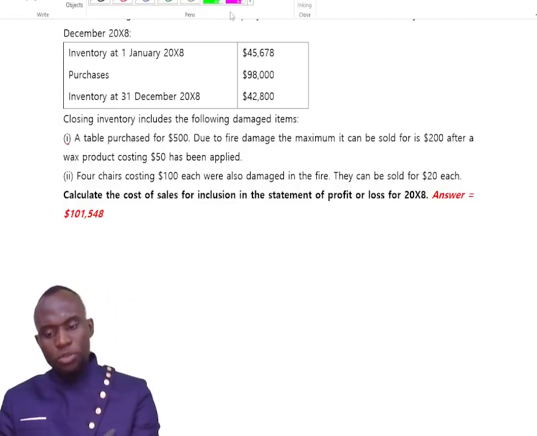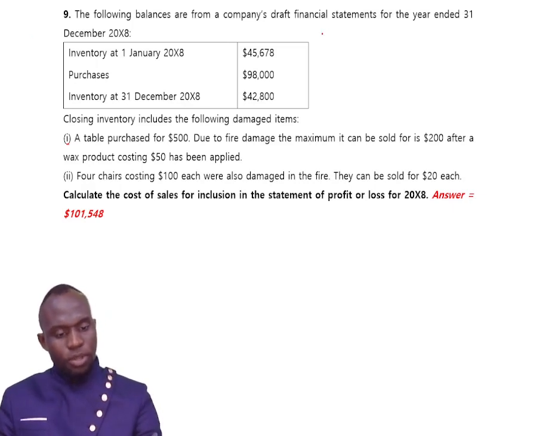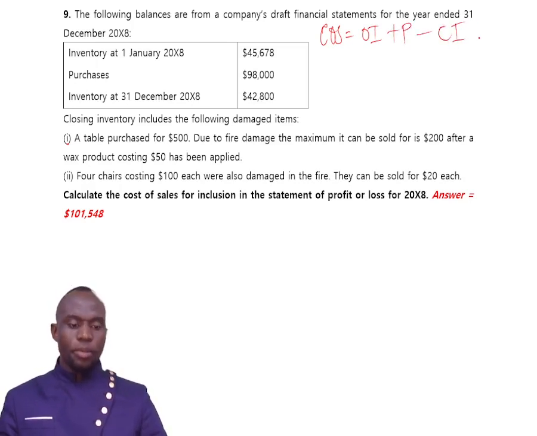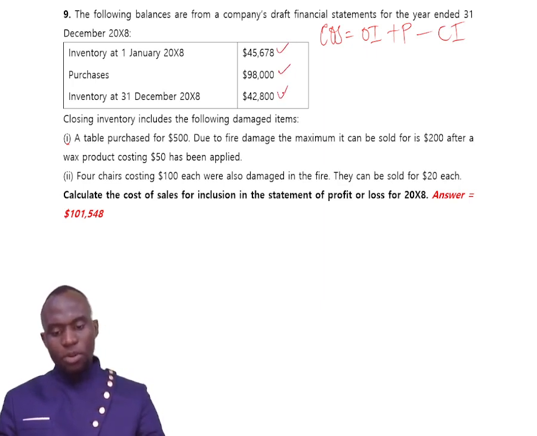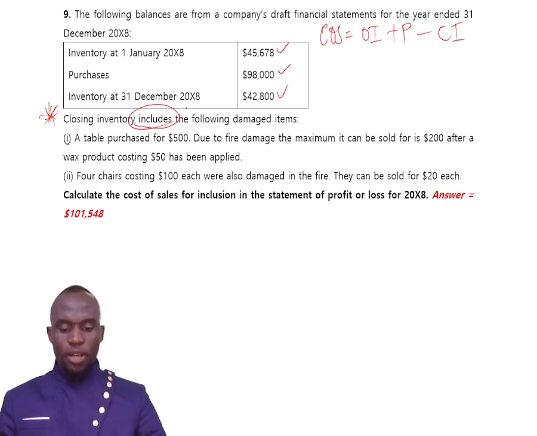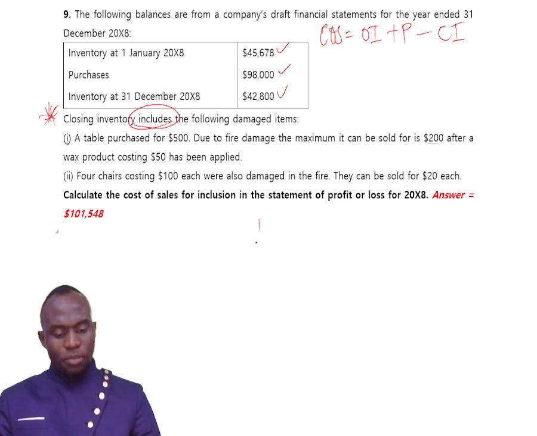So number 9, you're supposed to calculate cost of sales. And we say, okay, cost of sales is given as opening inventory plus purchases minus closing inventory. Now you're given opening inventory, purchases, and closing. But they have told you closing has a problem. So closing inventory includes the following damaged items. So tables were costing 500, and because they were damaged, they can be sold for 200 after incurring a cost of $50.